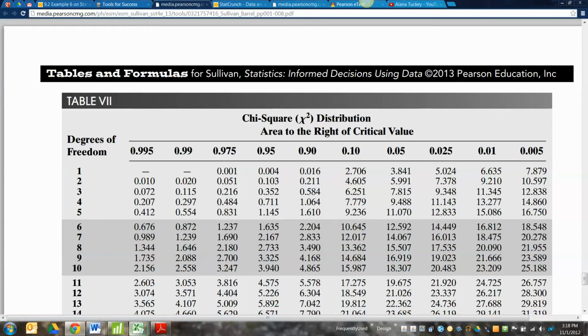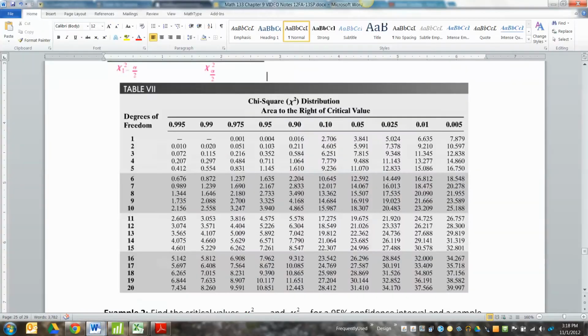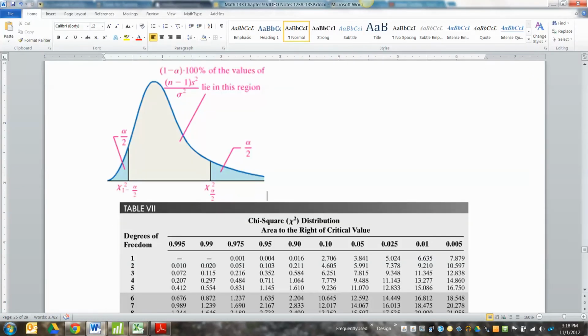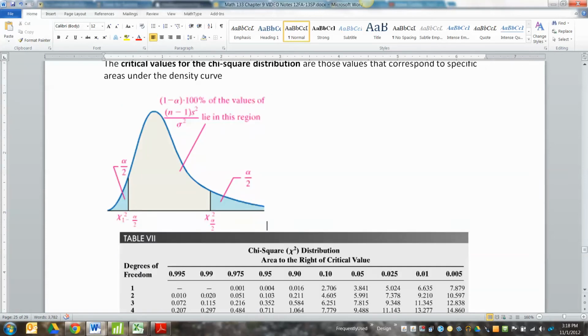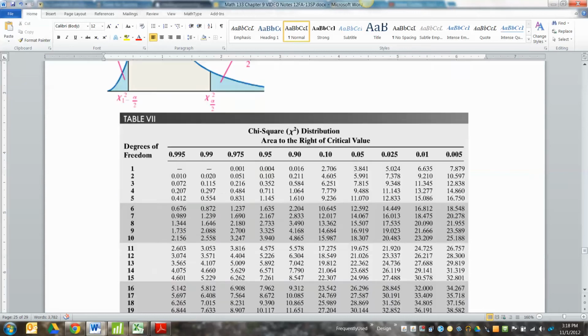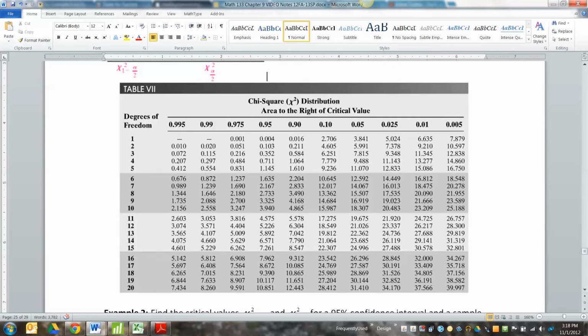Okay, so let me go back to the notes right here. I just put a little screen capture of part of that table in there for you. But you can see from the chi-square distribution that the center will be your percentage, your confidence level, and then you'll have alpha over 2 over here and alpha over 2 over here, and they're not symmetric, so don't expect them to be the same number. And remember, the far edge of this is 0, so both of these numbers are going to be positive, as in the whole table is positive.